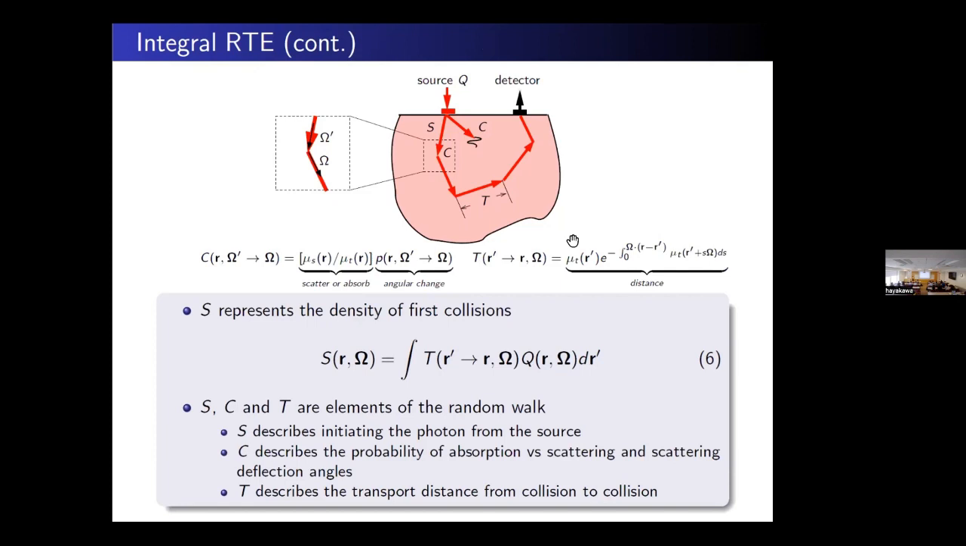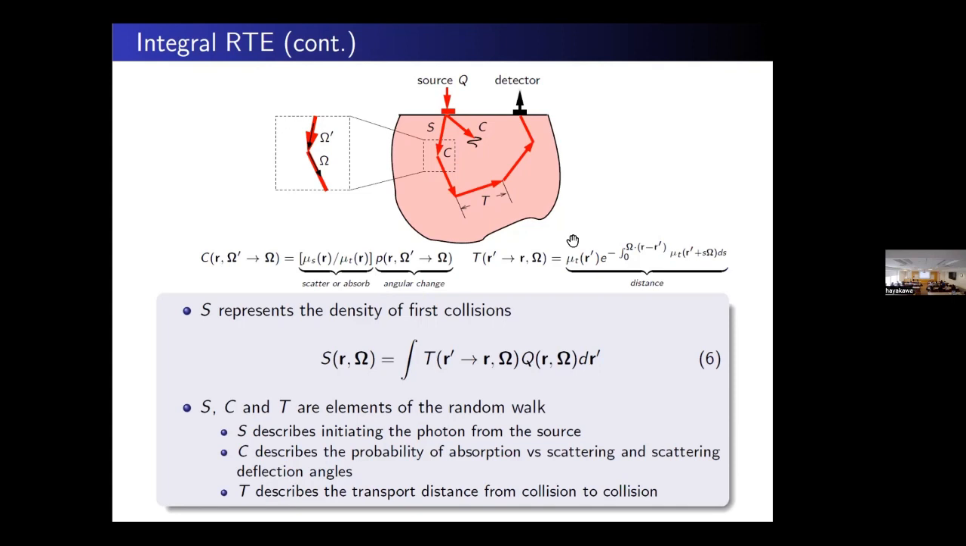And just to finish up before I go to the figure, S represents the density of first collision. So it takes that Q source in the RTE and transports it to the first collision. To see how these are in action, we start with the source Q and we transport with S to its first collision, shown in the box. So that's its first collision. Now, it could also go over here.